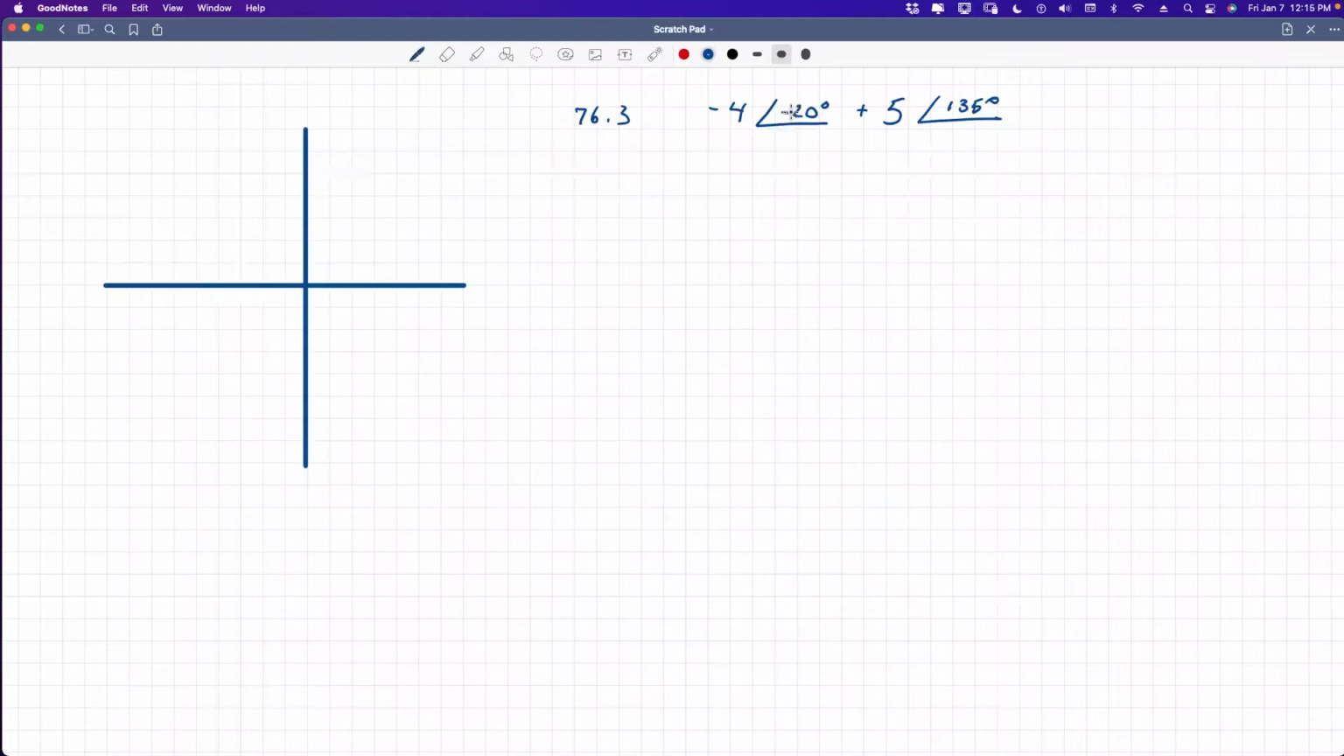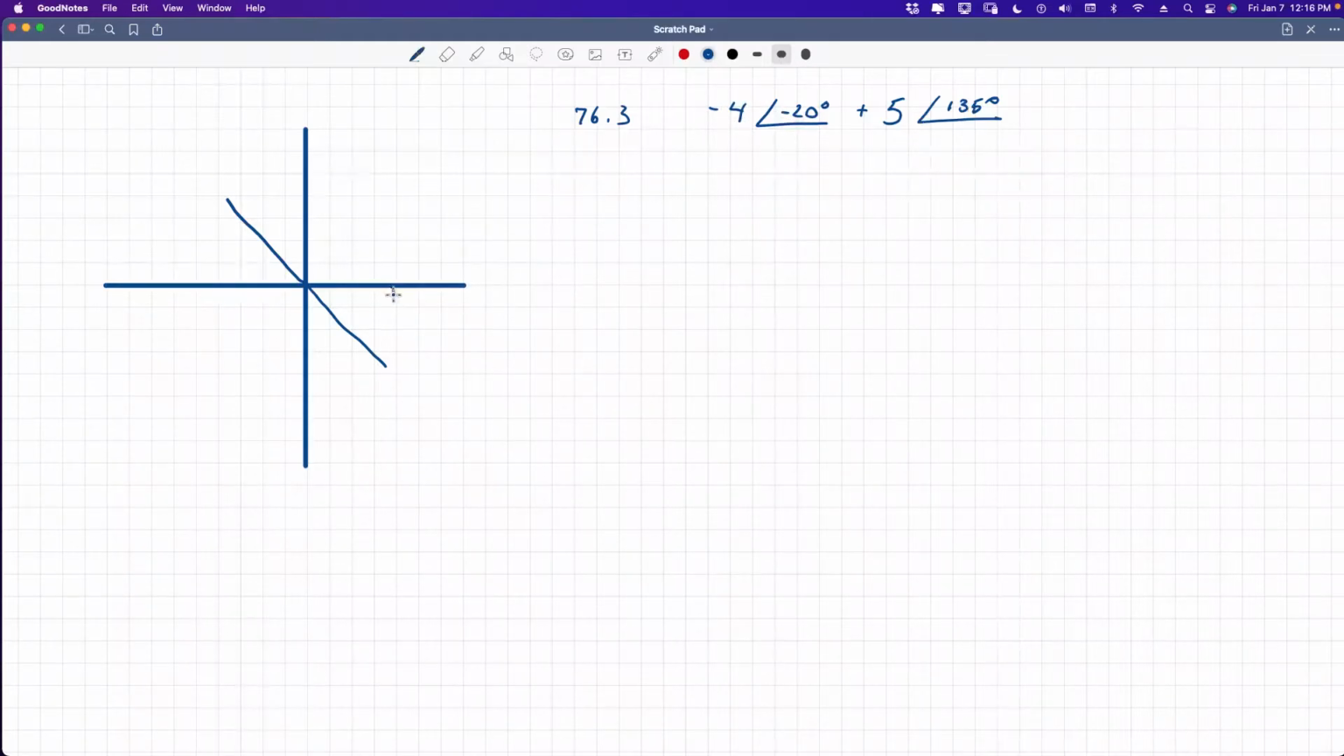So this is a -20. It's going to start from here and go this way. So this is going to be right here. This would be a +4 at a -20. But a -4 at the same degree is going to be flipped. It's going to be flipped over here. So that's what it means by a -4 at a -20.